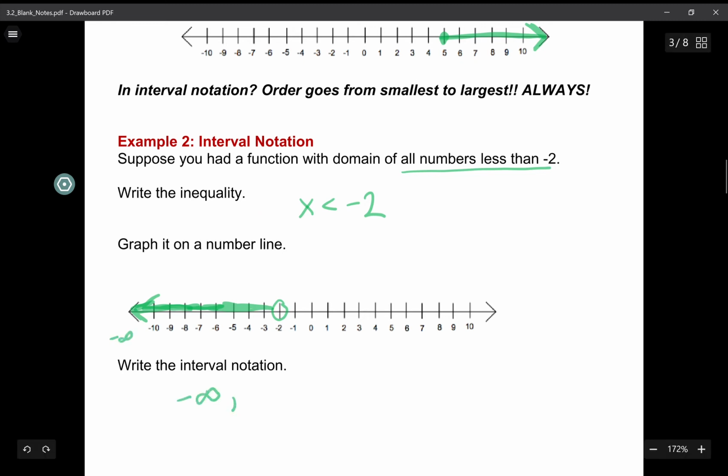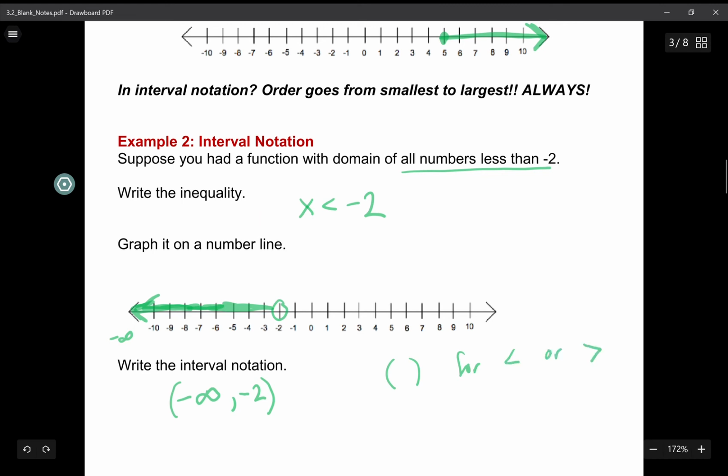And the largest possible number is anything as close as you can get to -2, but not included. So we're going to go from -infinity to -2. And we're going to use round parentheses to not include the endpoints. So this is for if you have less than or greater than.